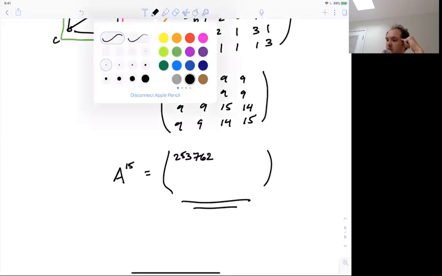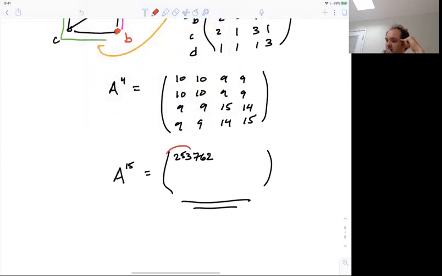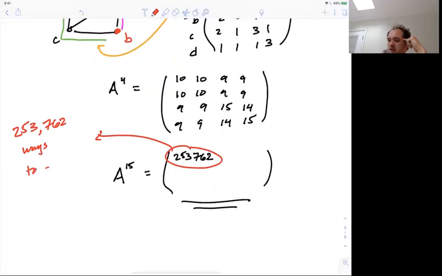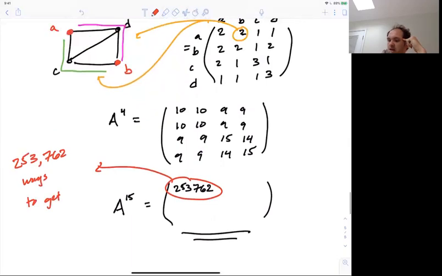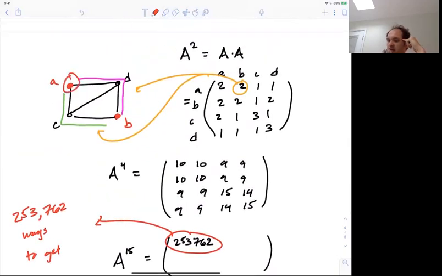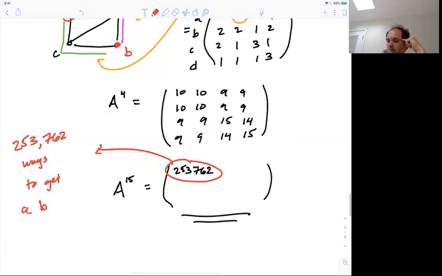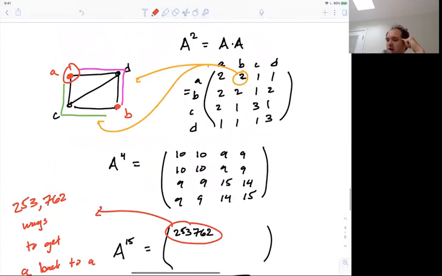But what does this entry specify? This means that there are 253,762 ways to get from, in our case, vertex A back to itself in exactly 15 steps. So as you walk around, you have all sorts of choices you can make. How many ways is that? It's going to be given by exactly that entry.